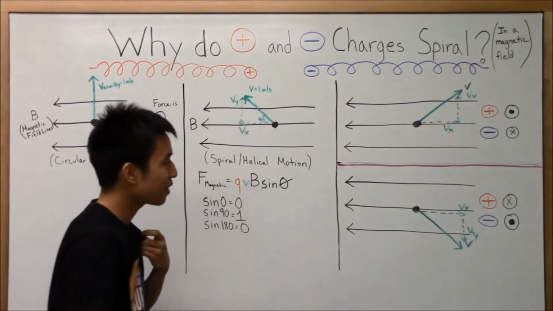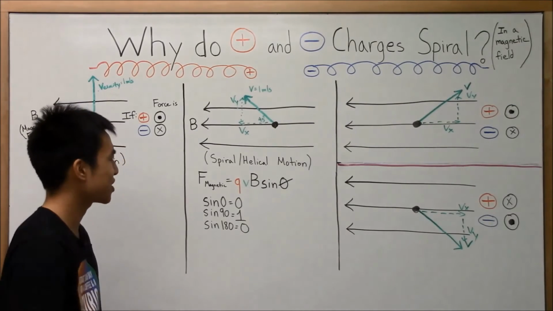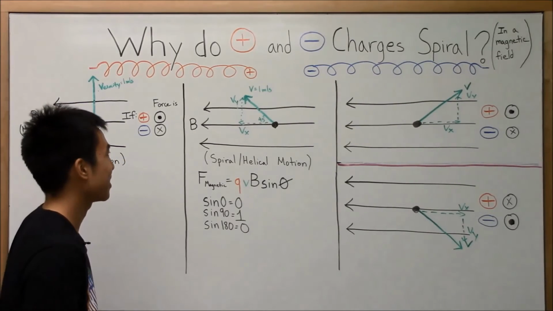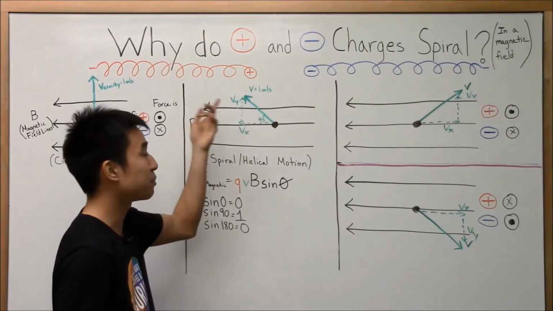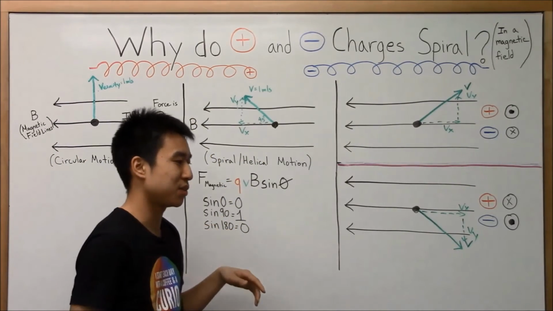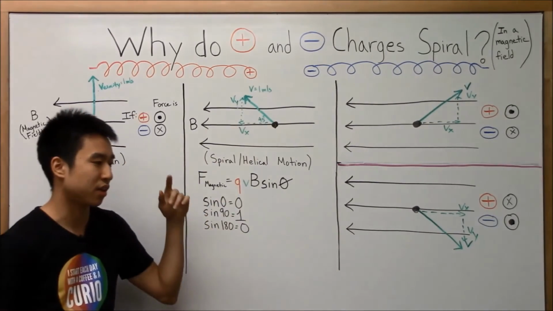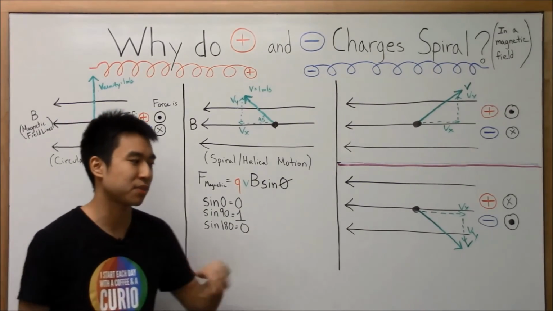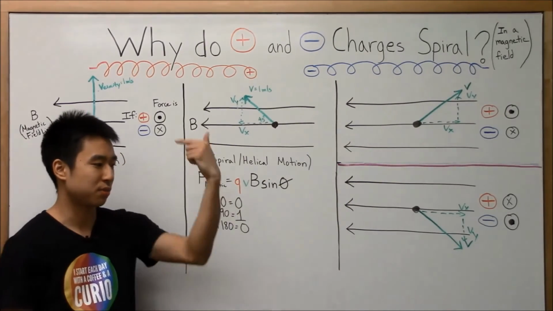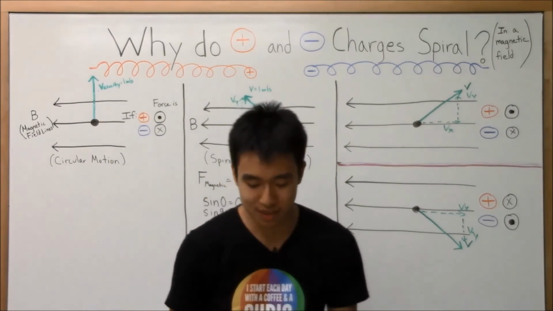Okay? So yeah, that is why charges spiral. It's actually kind of cool if you think about it. One component is unaffected by the field, and one component is. So you get circular motion because of that component, and this component is like, who cares? I'm not affected, so I'm just going to keep going that way. So it spirals.